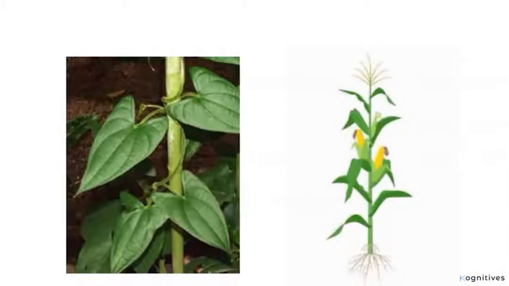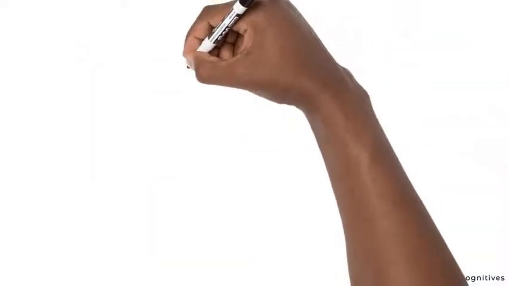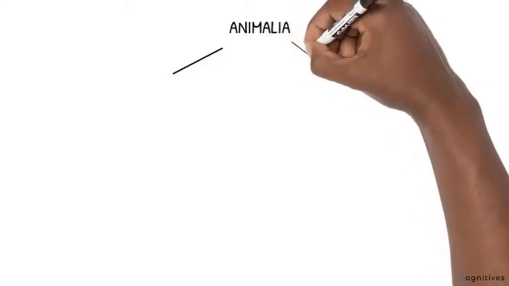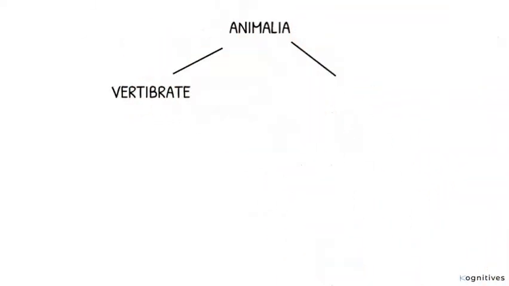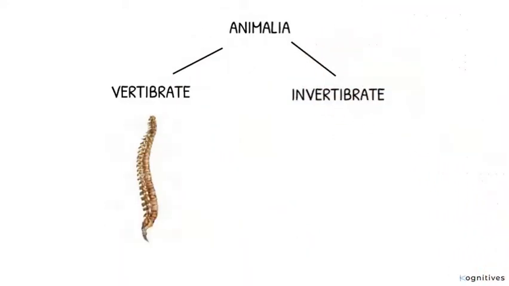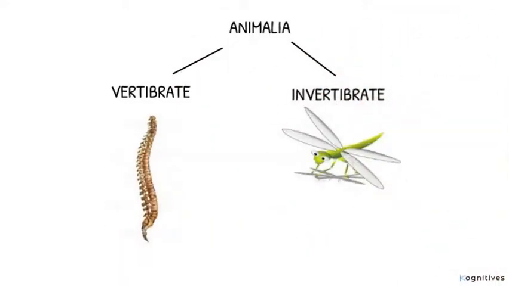We can interact. We are both animals. We fall under the same kingdom Animalia. Generally, animals may be divided into two main groups: the vertebrates, which are animals with a backbone, and the invertebrates, which are animals without a backbone.